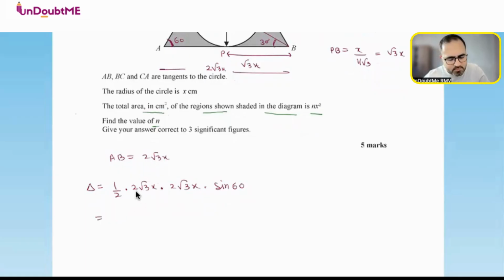So it will be 2 root 3, 2 root 3 is 4, 4 times 3 is 12, 12 over 2 is 6. So 6x squared. And then here we have sine 60, which is root 3 by 2. So 6 root 3 by 2, and that will finally be 3 root 3 x squared, because 2 and 6 will get cancelled and we will be left with this. Now that's the area of the triangle.